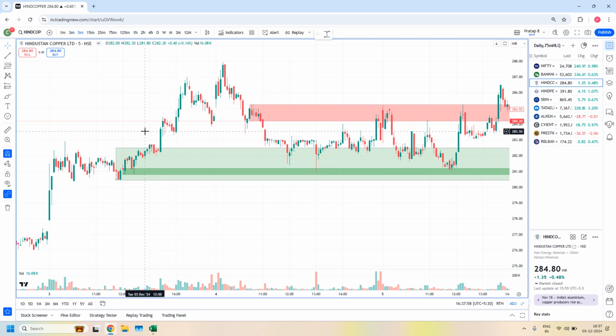Even then, these 5 minute zones work very well. They will give multiple tests. Of course, they will be violated sometimes. But what is the difference between the 75 minutes and daily HLQ strategy and taking trades directly on 75 minutes high liquidity zones? Because NeoStock software is having a supply demand zone chain.